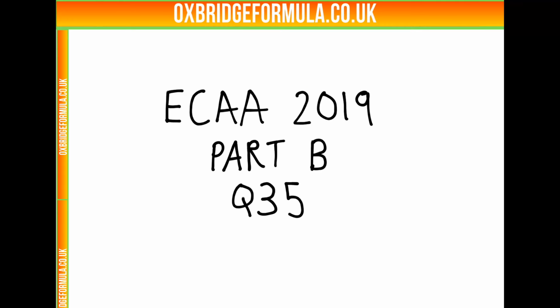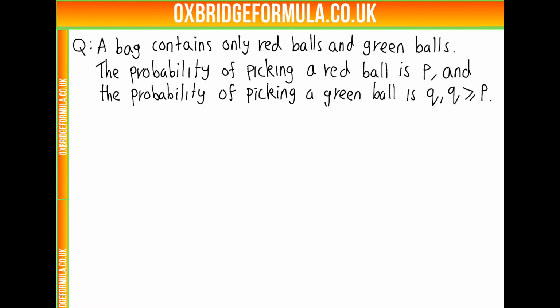This is the solution video for question 35 from part B of the 2019 ECAA paper. In this question, we're told a bag contains only red balls and green balls. The probability of picking a red ball is P, and the probability of picking a green ball is Q. And we're told Q is greater than or equal to P.